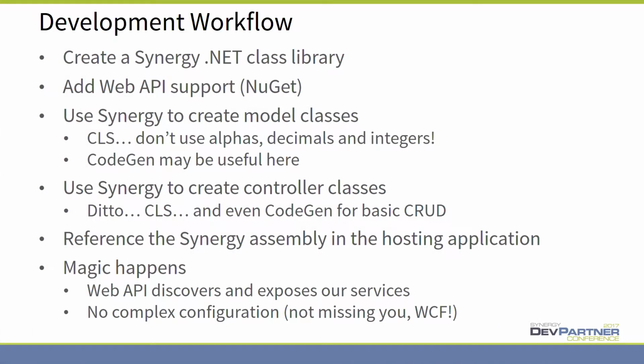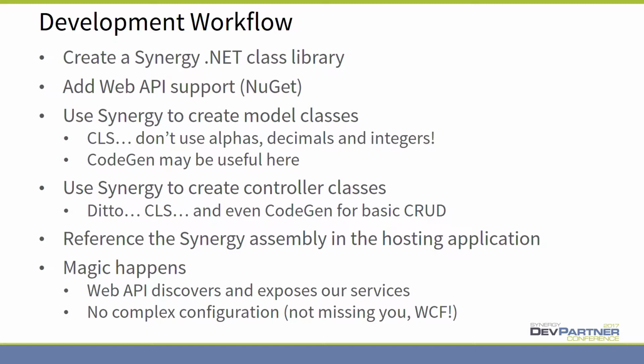The development workflow for implementing Synergy.net web API stuff is actually pretty simple. We just create a Synergy.net class library. We go out to NuGet and say, please give me all the web API stuff, and it downloads it. And all NuGet does, if you're not familiar with it, by the way, is it's just a mechanism for distributing binary code. So when you add a NuGet package, all you're actually doing is downloading some assemblies that some third party has created that give you a certain API or a certain ability to do something. That's all NuGet is.